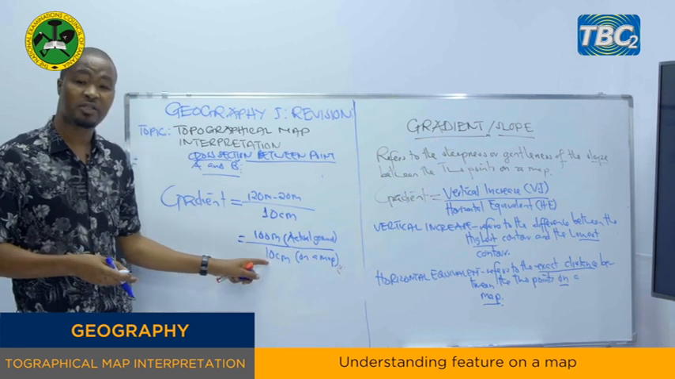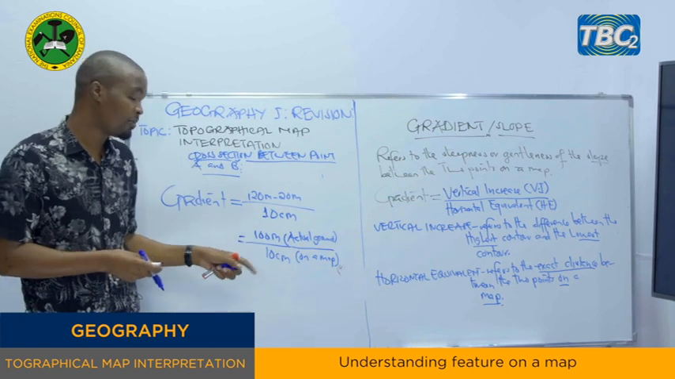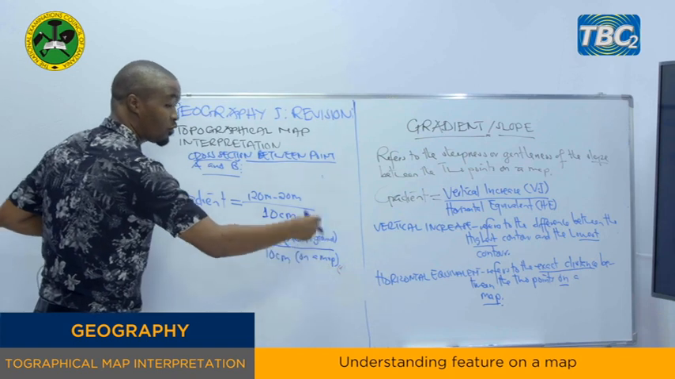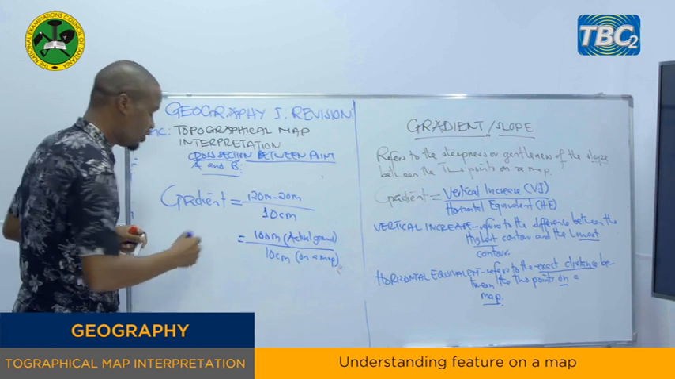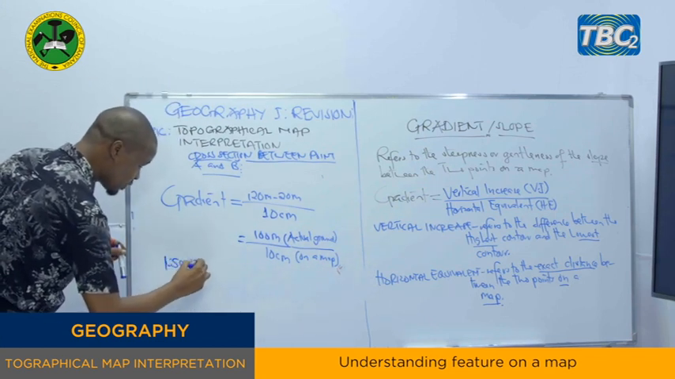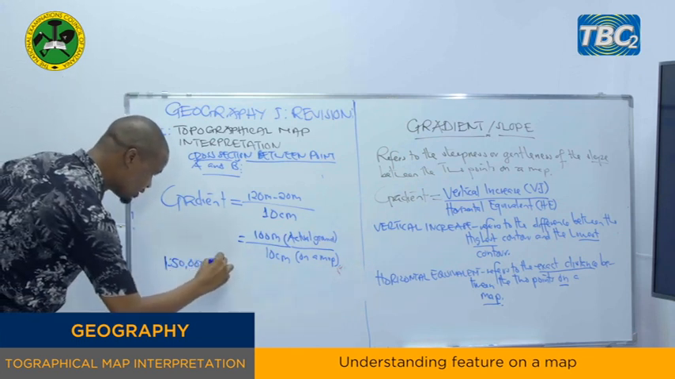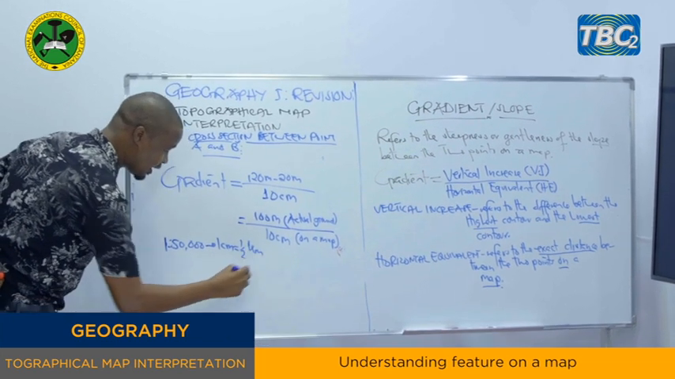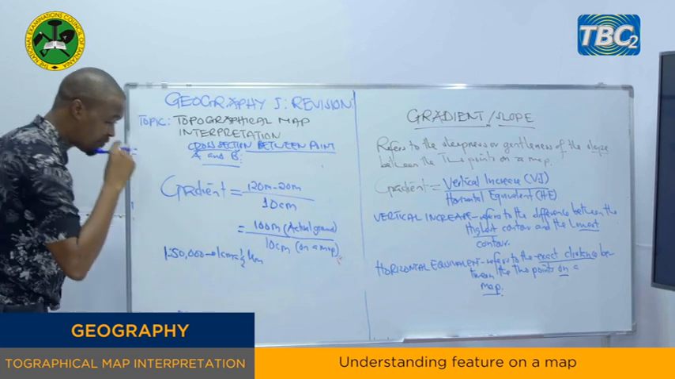Either take this distance, which is on a map, into the actual ground, or take the map scale to change this distance, which is on the actual ground, into the map unit or map measurement. So we have our map scale right here, 1:50,000, which says 1 centimeter on a map represents 0.5 kilometer on the ground, you see? 1 centimeter on the map represents 0.5 kilometer on the ground.